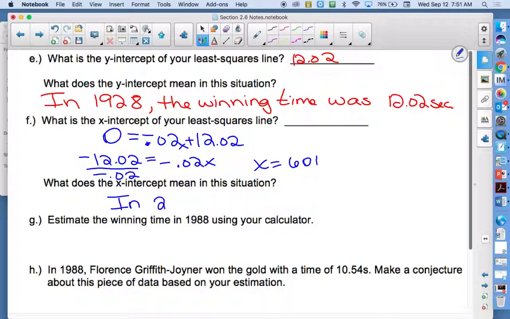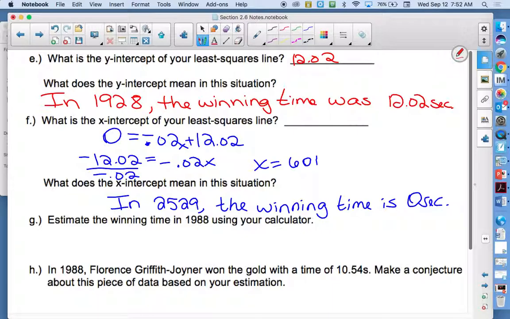So in 2529, the winning time is 0 seconds. Now, of course, none of us will be around to see if that actually occurs, and if that does, wow, that's pretty amazing. They might have magical things happening in 2529. You never know.